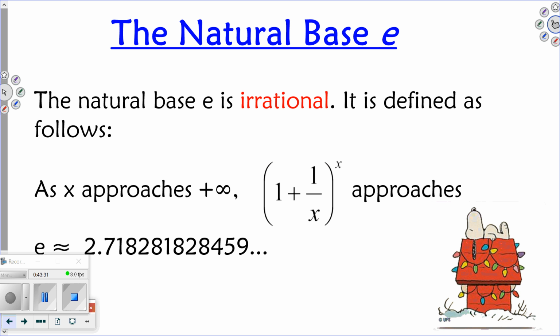e comes from where 1 plus 1 over x, to the x power, as x approaches positive infinity, meaning as this number gets bigger and bigger and bigger, it stops. It kind of stalemates here. You're never going to move beyond this. I know, who sits around and thinks up this stuff, right?